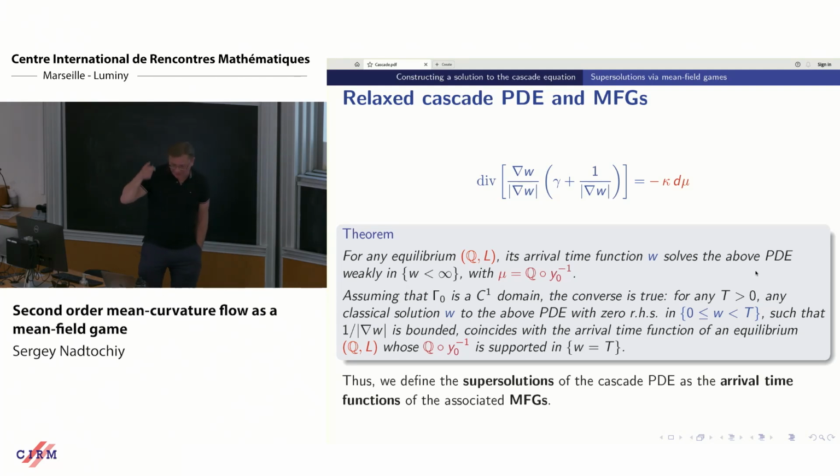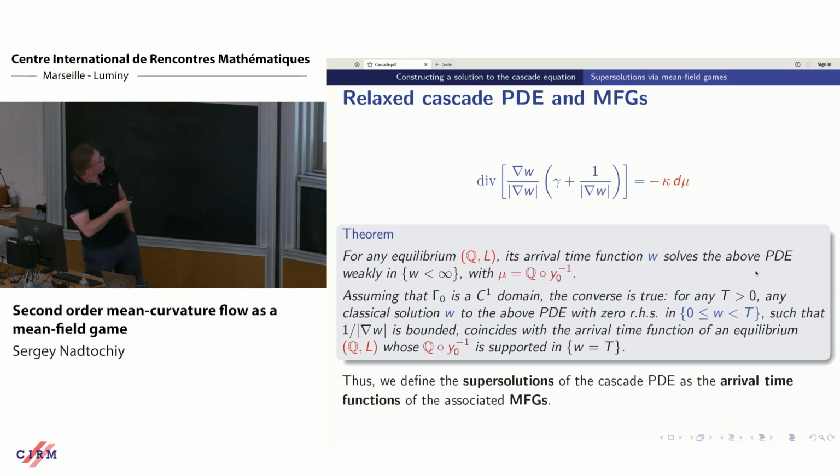Okay, so now I'm going to define my super solutions. If you remember, I'm after defining a concept of a solution here. So I'm going to define it as this W, which is the arrival time function of some equilibrium. So a super solution will be exactly this W that I defined on the previous slide. But when I do that, I have to justify it somehow, right? I say, at least I should extend the classical notion of a solution, right? So here's the theorem that does that.